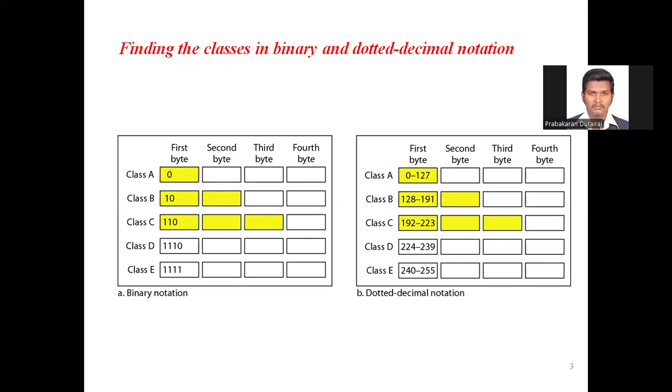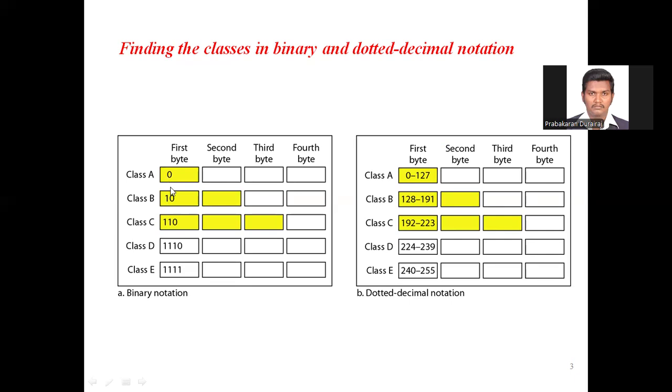This IP version 4 address can be represented in 2 forms. One is binary, and another is dotted decimal. Suppose the IP address is given in binary form, how do we classify it at a glance? Look at this.